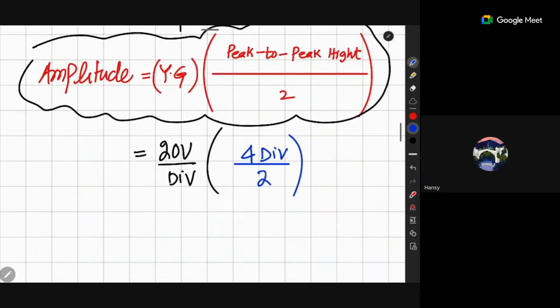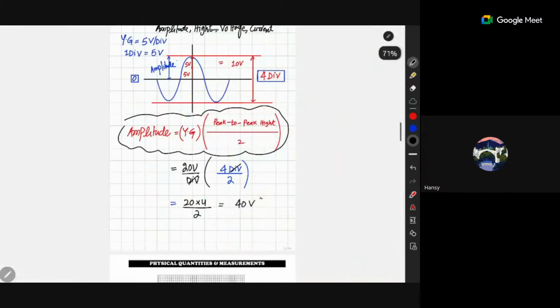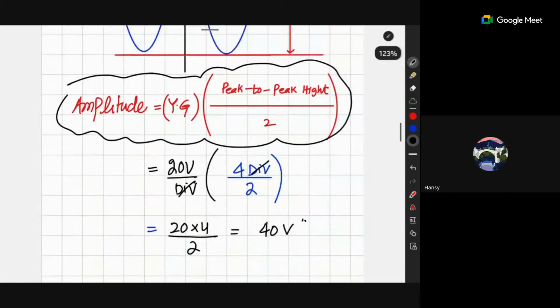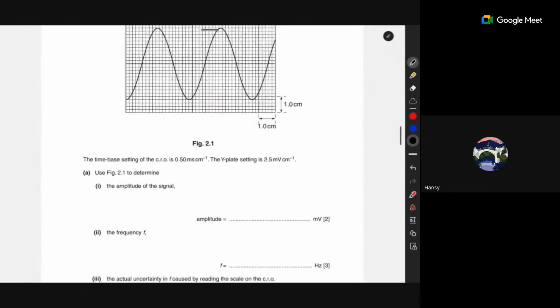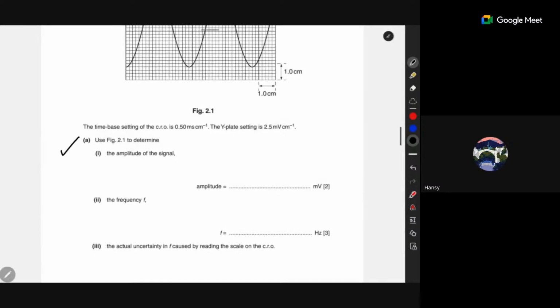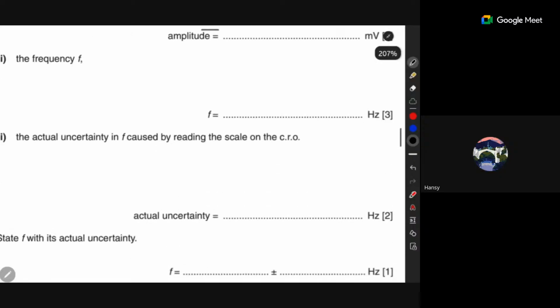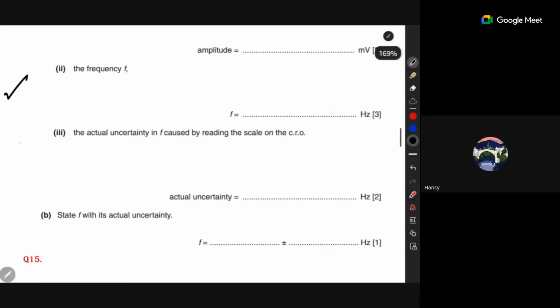So simply, what will be its amplitude now? It is 20, division and division will be gone. So 20 times 4 divided by 2. What will be the number? 40 volts. Is this clear to everyone? So in this way, we discuss all these oscilloscope problems. But here you will be able to figure out this and this. There will be not a big deal. But these two things are basically the uncertainties.